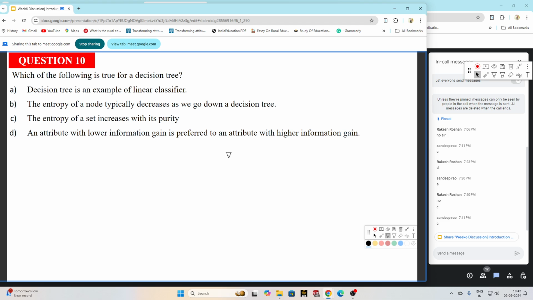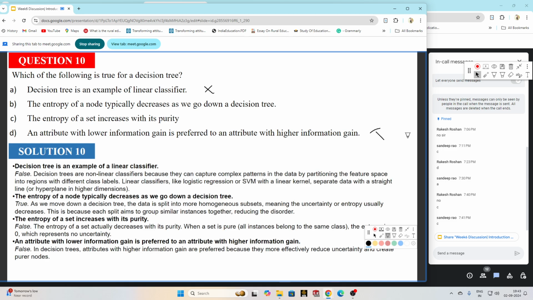Any guesses for this? Okay, so option A is false, right? Option B, C, yeah. What about option D? An attribute with lower information gain is preferred to an attribute with higher information gain. Again false, because an attribute with higher information gain is preferred for splitting, right? And lower Gini-index is preferred for splitting. And whenever we talk about cross entropy, then lower cross entropy.